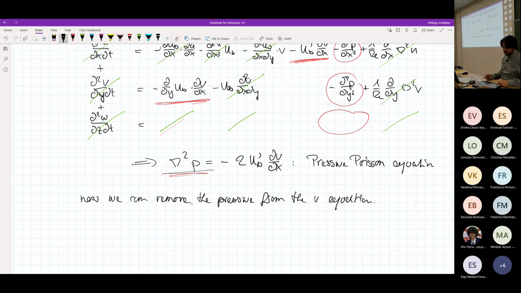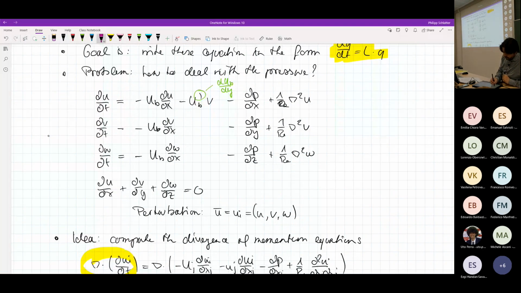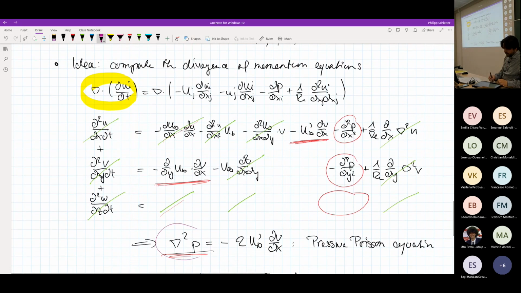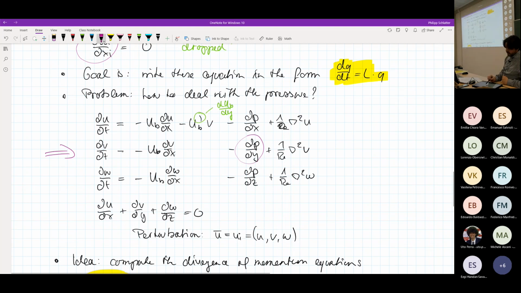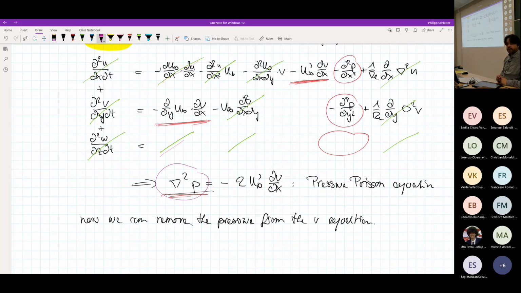So how can we do that? Well, if we look at the v equation, that's this one here. Somehow we need to replace the pressure here with what we have calculated here, to get rid of the pressure. But the problem is, here we have dp dy, and here we have nabla squared p, so Laplace p.